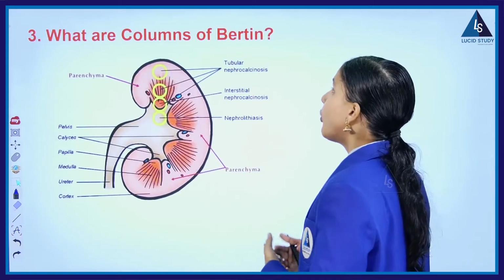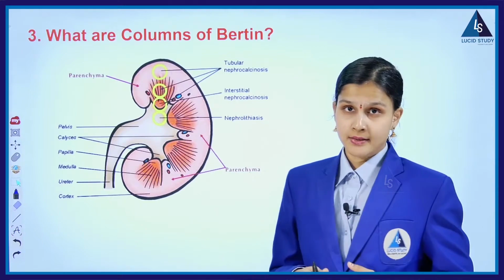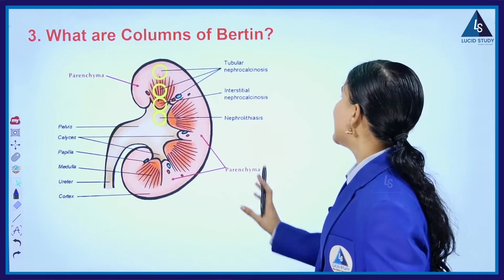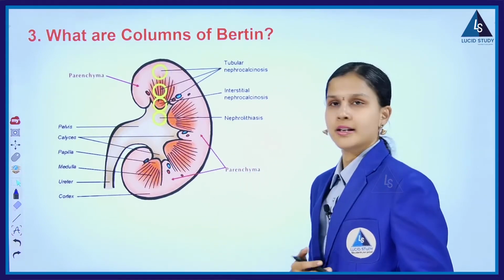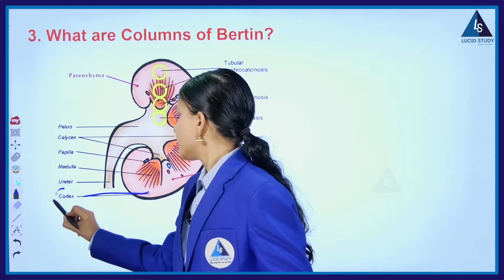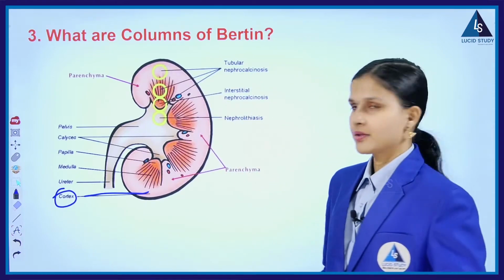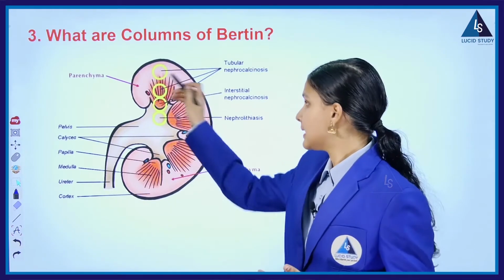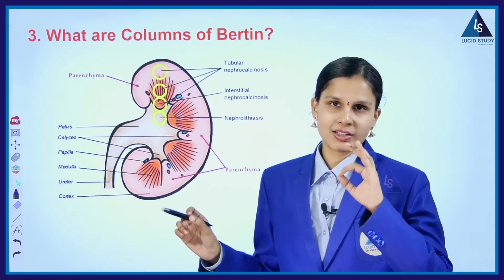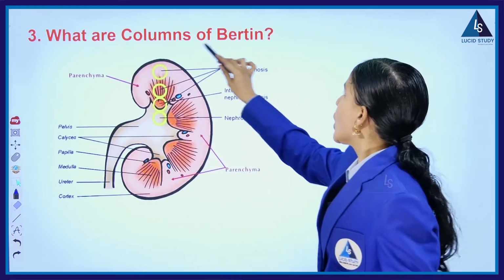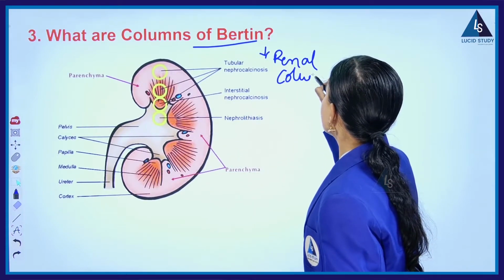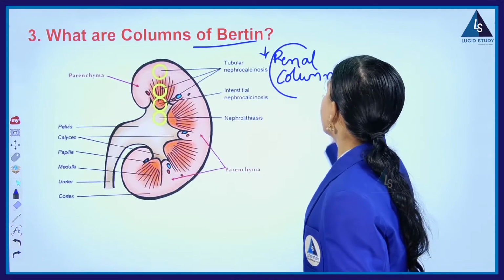Next question. What are columns of Bertin? So here, projection of renal cortex between renal pyramids. So here this outer layer which is there, we usually call it as cortex, right? So here projection of renal cortex between renal pyramids in a kidney is termed as, or called, columns of Bertin, renal columns. So columns of Bertin are also called renal columns.